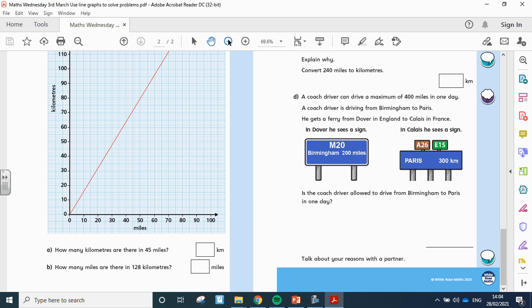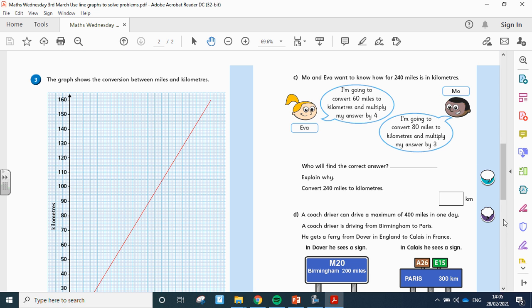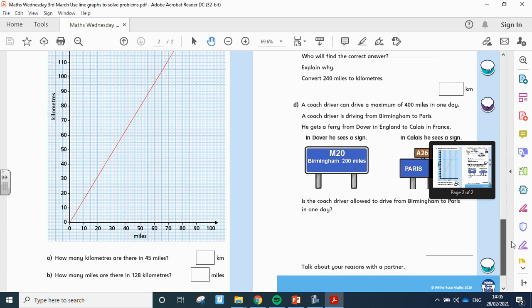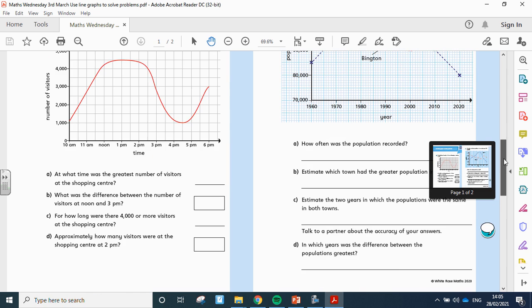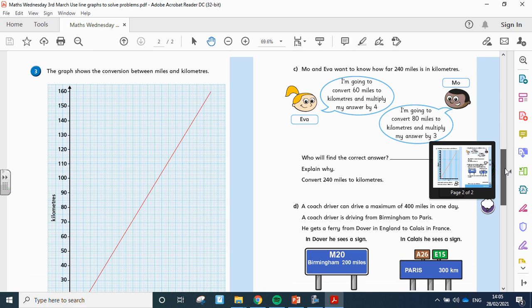Right, let me just decrease the size again. How many miles are there in 128 kilometers? So this time, find your 128 going up the side. So we've got to be about here, and then work your way down to where the miles would be. So it's just whichever way you need to go, really. And then we've got a couple more questions on that.